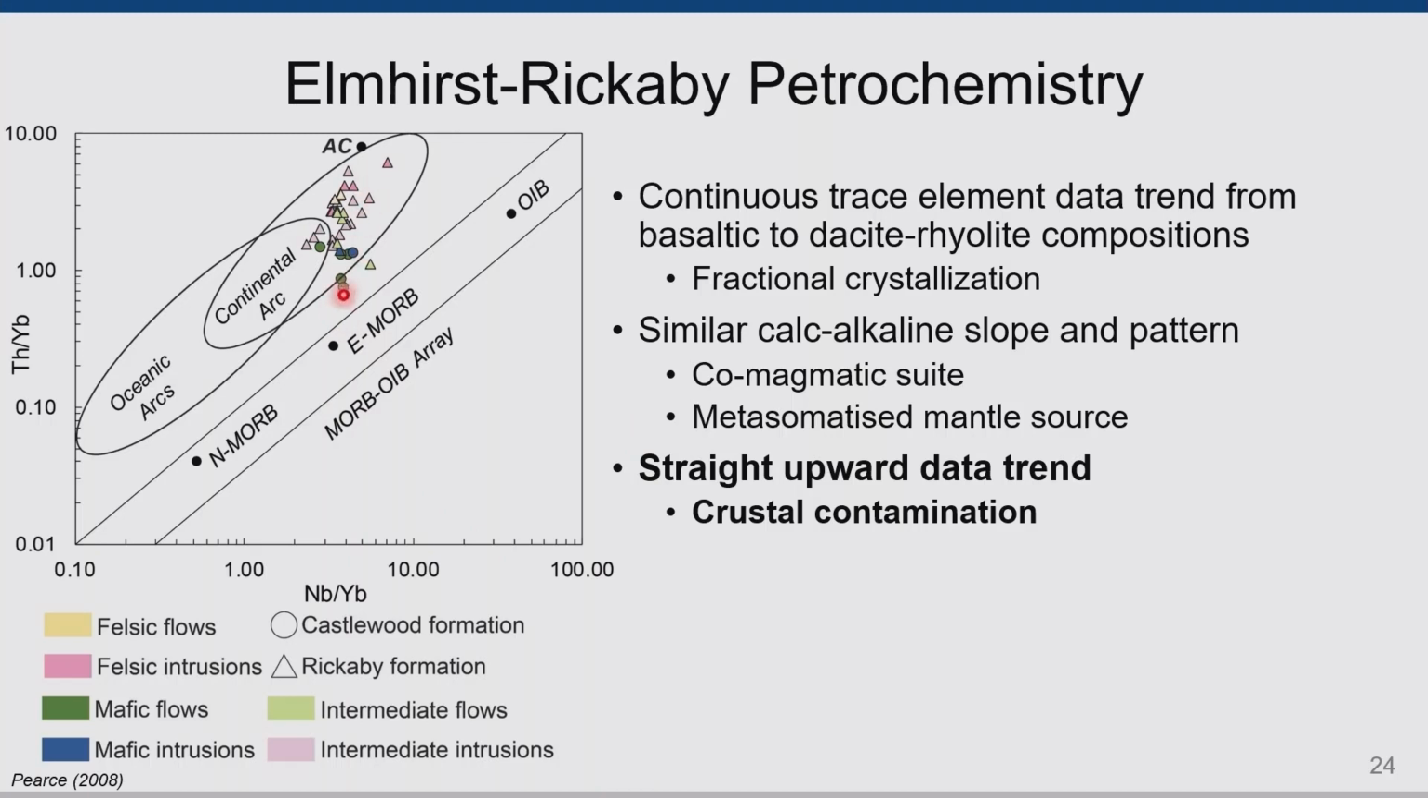And what that reflects is decoupling of thorium and niobium. And so that can be done through assimilation of Archean crustal material. And I've plotted average Archean crust up here, and you can see that lines up. But we also see a trend that's roughly parallel to the array, and that typically reflects fractionation. And so what we're looking at here is a combination of fractionation and assimilation.